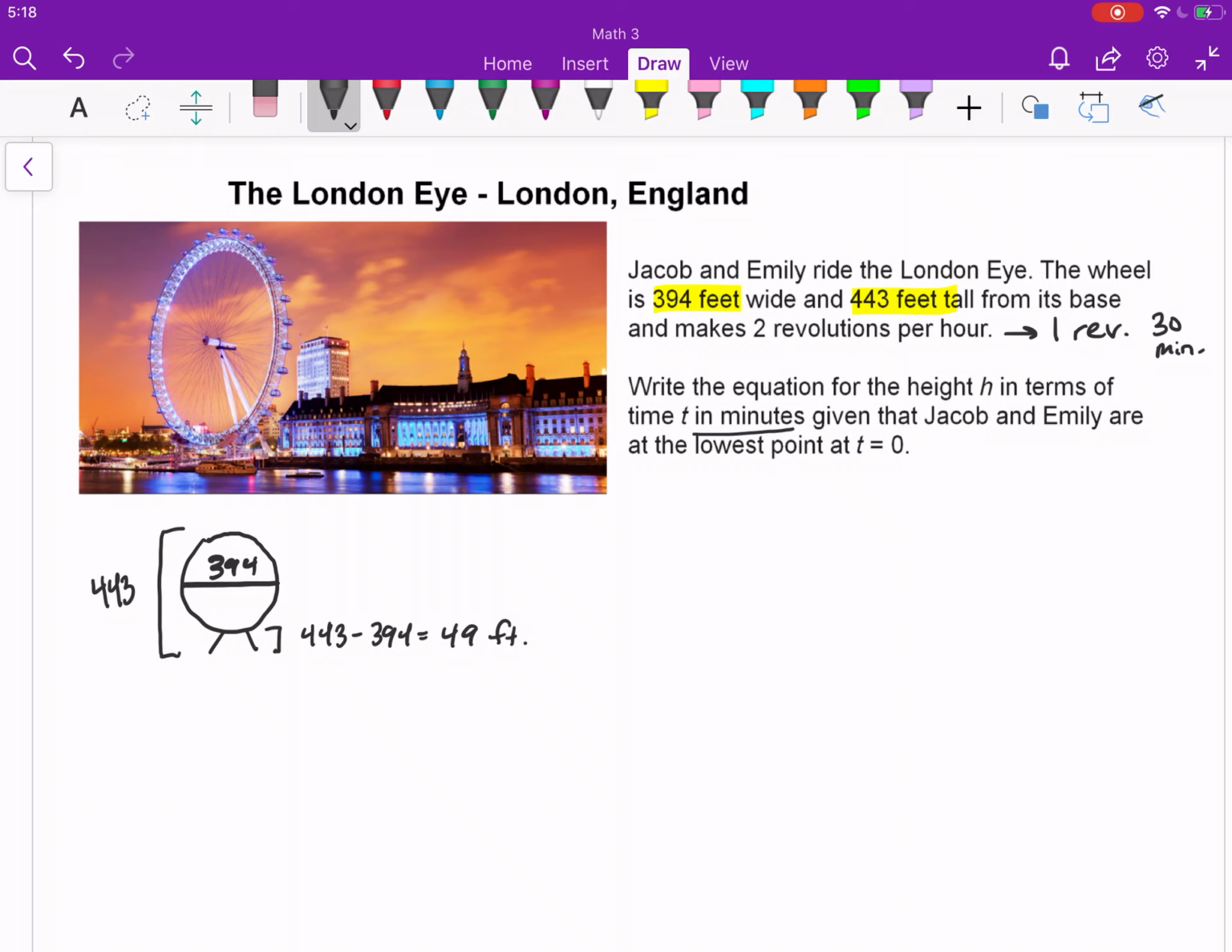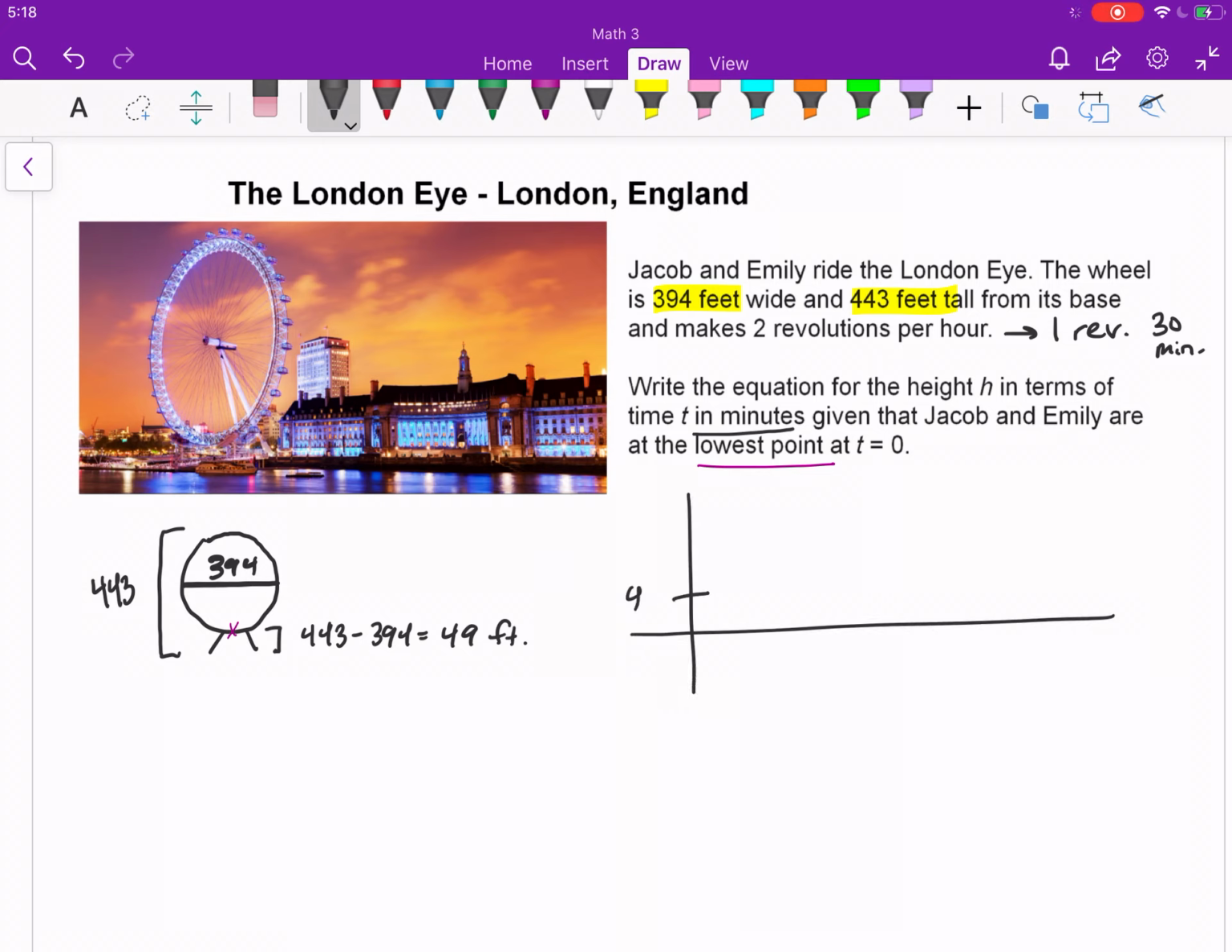Now they're asking us to write an equation for the height in terms of the time t in minutes, given that Jacob and Emily are at the lowest point at t equals 0. I know you probably checked out as I read all of that. So our lowest point is at t equals 0. So we're starting right here at the lowest point on the Ferris wheel. And we just want to represent the height that they're at. So if you think about this, full revolution after 30 minutes, the easiest way for me to figure this out is actually just draw a really rough sketch.